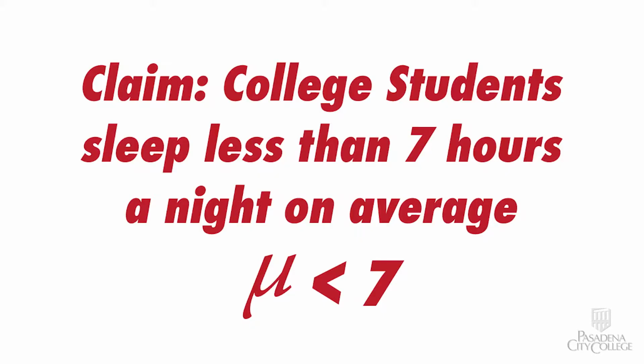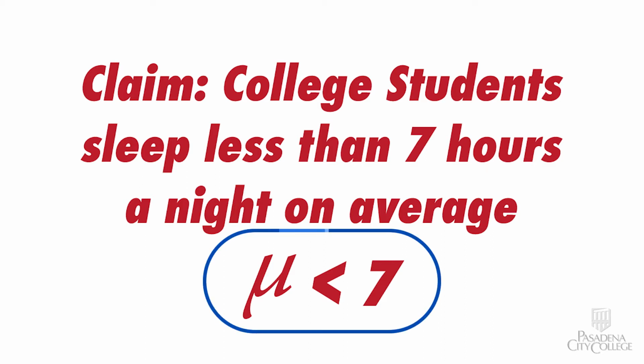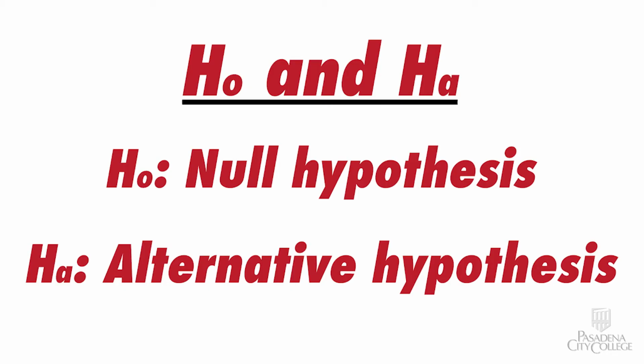Maybe. So our claim was college students sleep less than 7 hours a night on average. This translates to mu less than 7, right? Exactly. The claim is mu is less than 7. Now we're going to take this claim and create the null hypothesis H0 and the alternative hypothesis HA. I see H0. Why are you calling it H0?